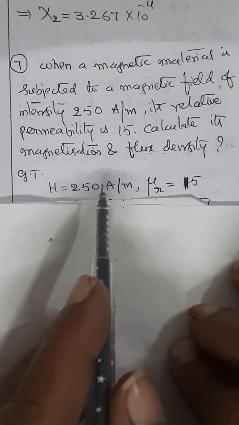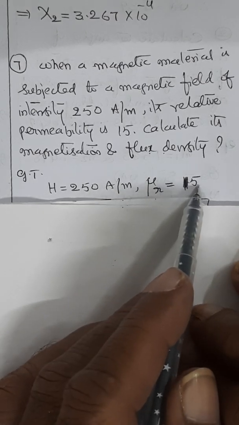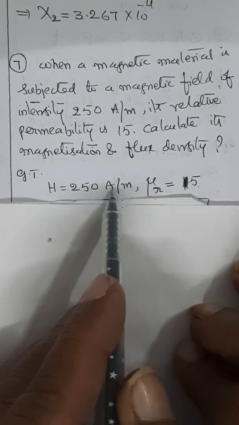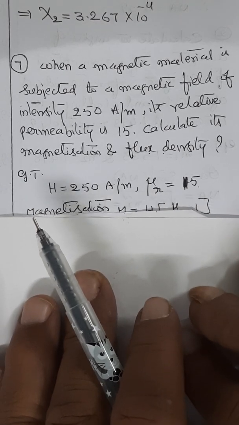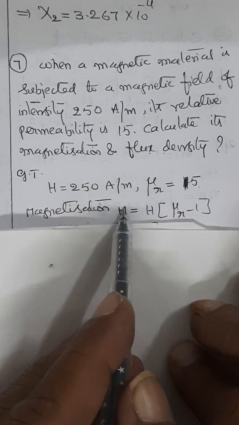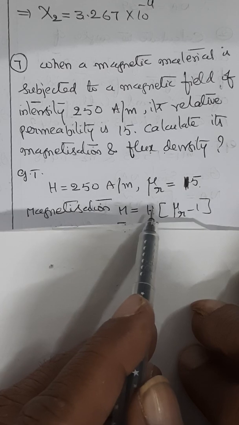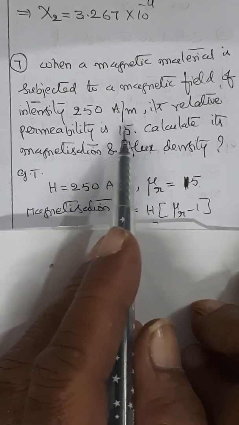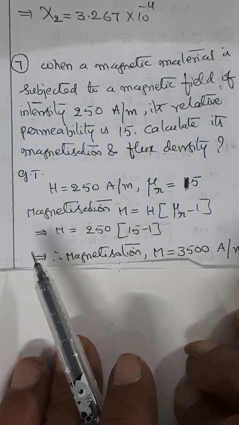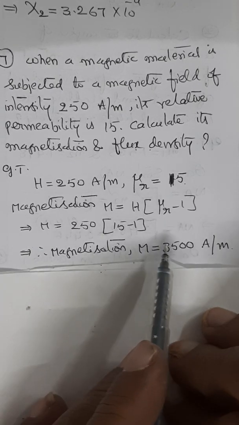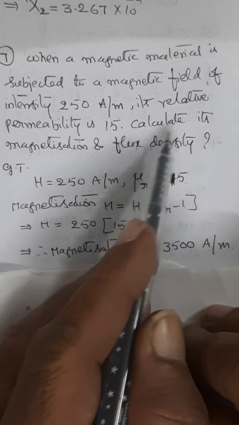So this is given. H is given as 250 ampere per meter. Relative permeability is given as 15. So using these two, we will calculate the magnetization value, M value. What is the M value? This is the formula. M is equal to H into mu r minus 1. That is 250 into 15 minus 1. That is 250 into 14. So M value is found to be 3500 ampere per meter. That is the magnetization value. That is the first part of the question.